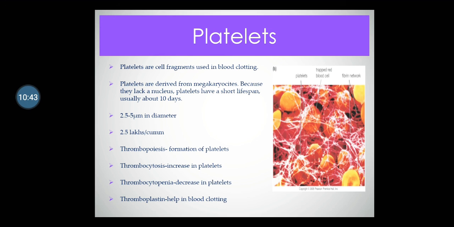Disorders like thrombocytosis, means increase in platelet number, and decrease in platelet number is called thrombocytopenia. The thromboplastin pigment helps in blood clotting.